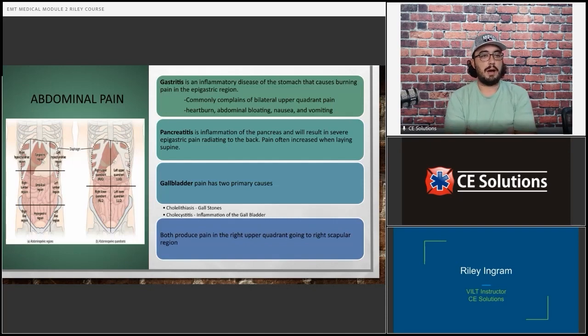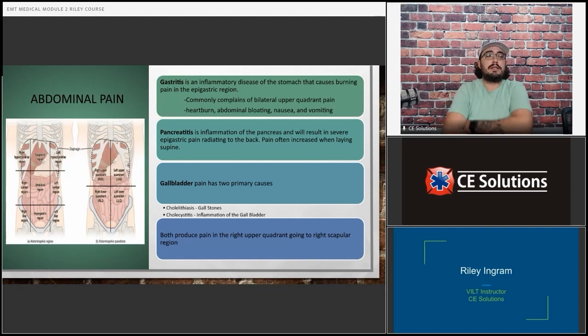All right, abdominal pain. We've got a bunch of different possibilities for what they could be, right? I didn't go into every single one that they've got listed here, but I listed some key ones that we're going to see pretty frequently, and we're going to cover those.